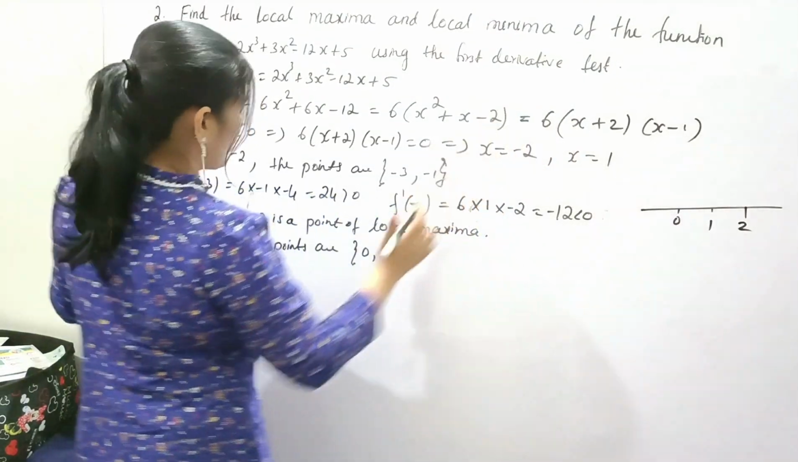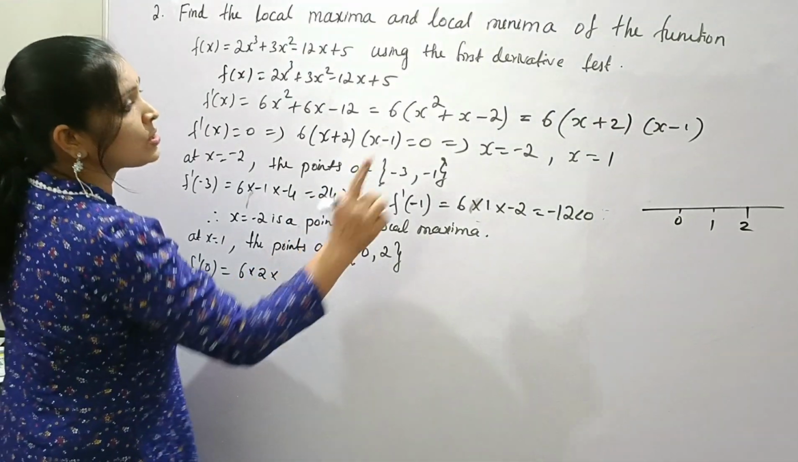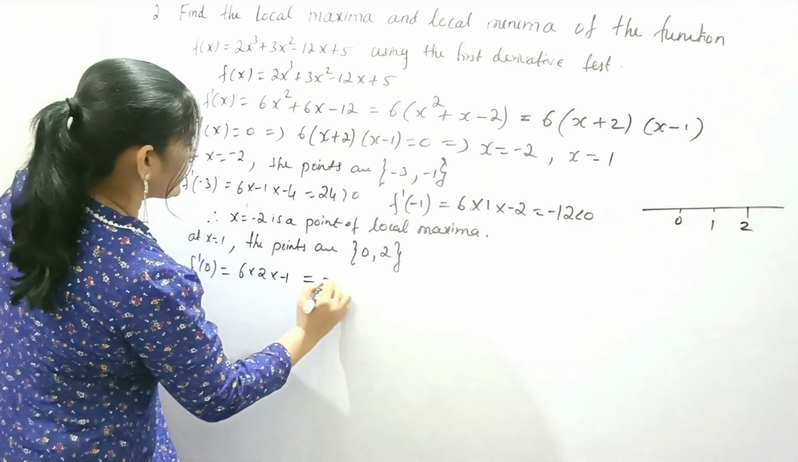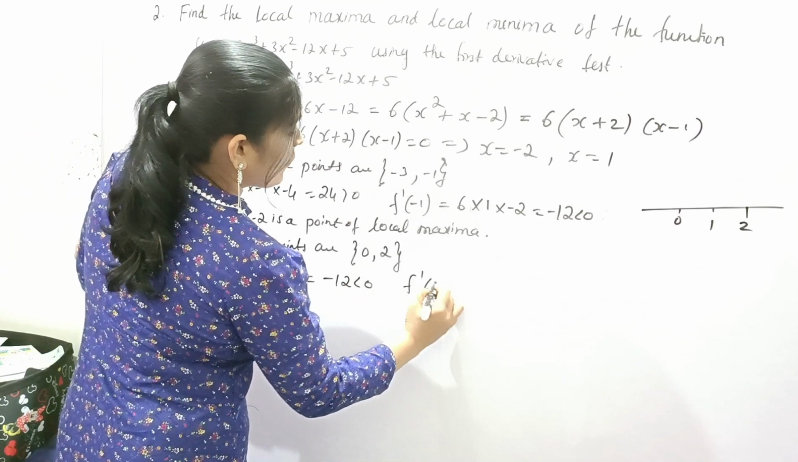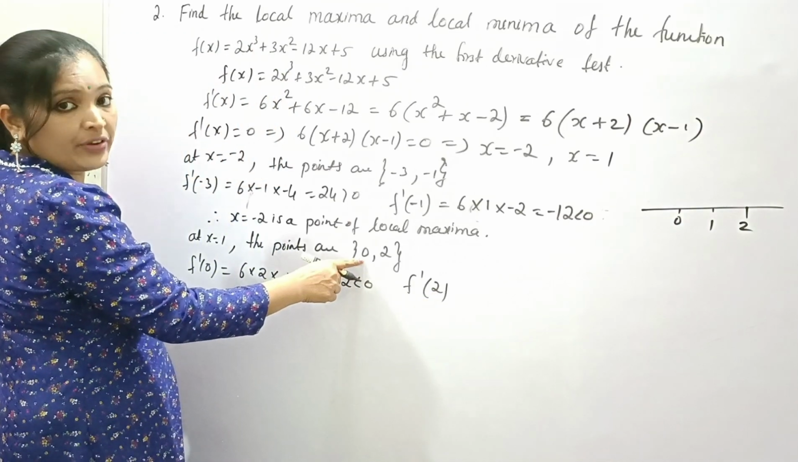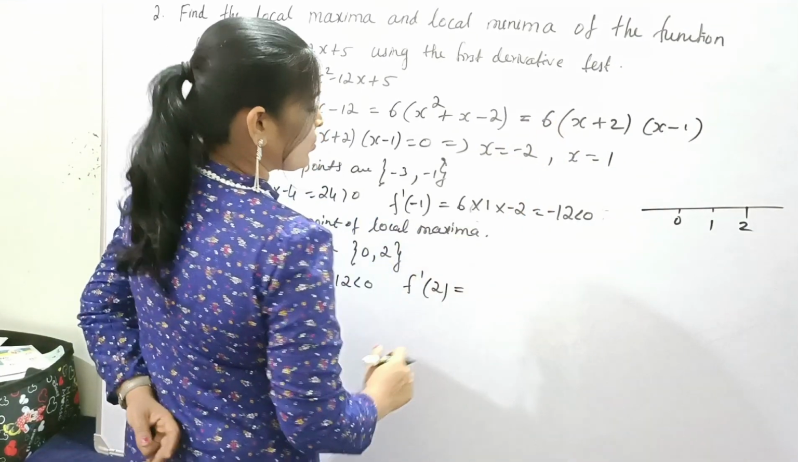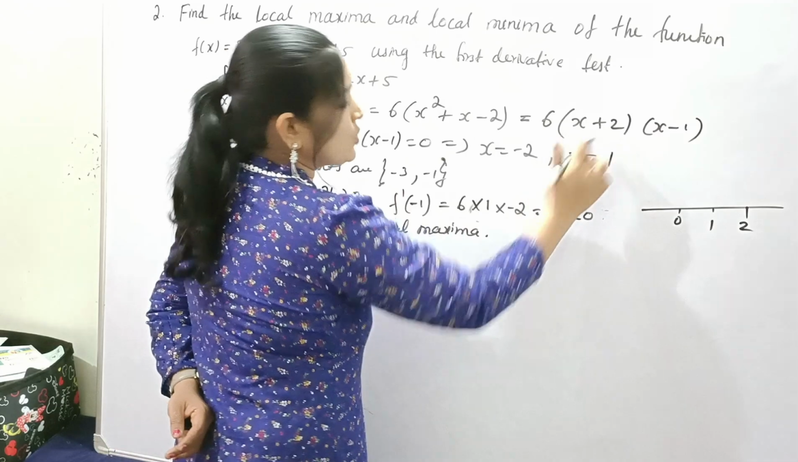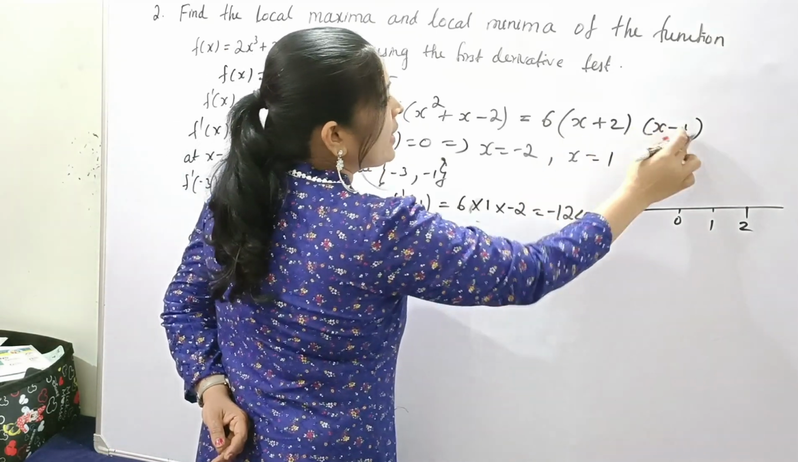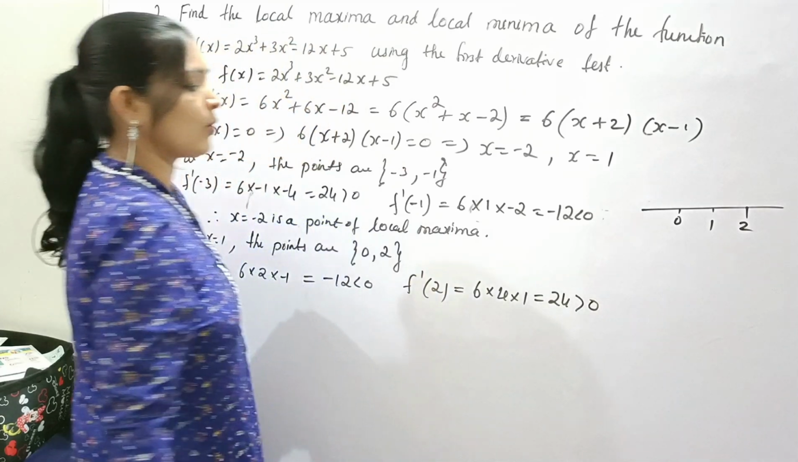So first let's find f dash of 0. Substitute x is equal to 0 here. 6 into 0 plus 2 is 2, into 0 minus 1 is minus 1, that is equal to minus 12, that is less than 0. Next we will find f dash of 2. We have found f dash of 0. Next we will find f dash of 2. Substitute x is equal to 2. 6 into 2 plus 2 is 4, into 2 minus 1 is 1, that is equal to 24. Here it is greater than 0.